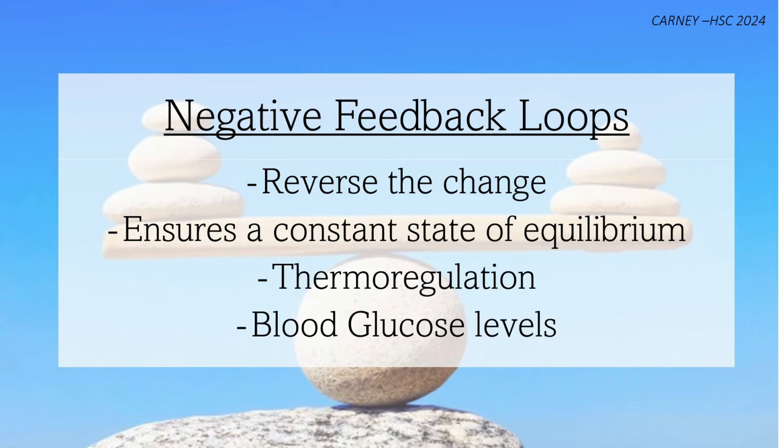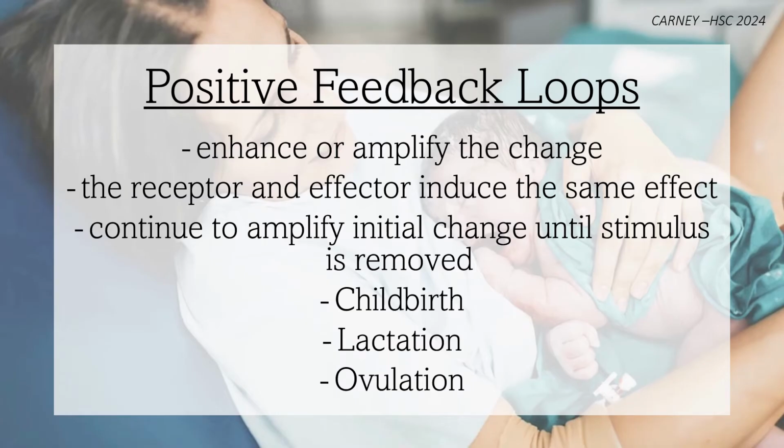The first loop is stimulated when a parameter like body temperature is above the set point and the loop intends to bring it back down. The second loop is stimulated when the parameter is below the set point and the loop intends to bring it back up. Positive feedback involves a response that reinforces the change detected. It functions to amplify the change. A change is detected by a receptor and an effector is activated to induce the same effect. This promotes further change. Positive feedback loops will continue to amplify the initial change until the stimulus is removed.